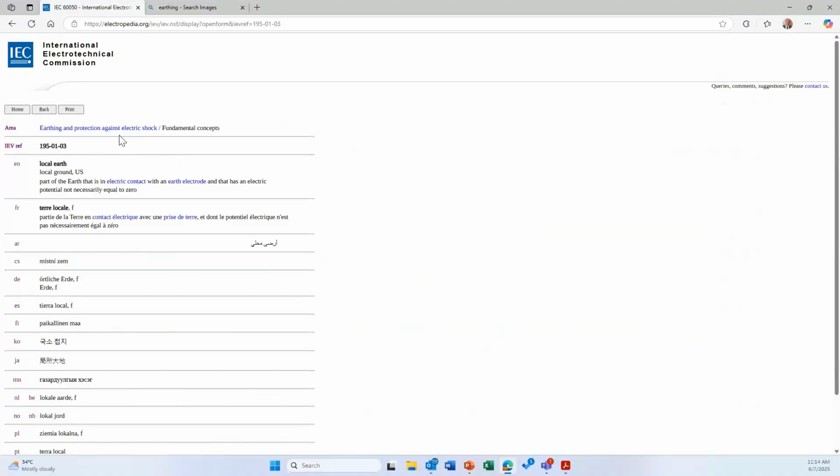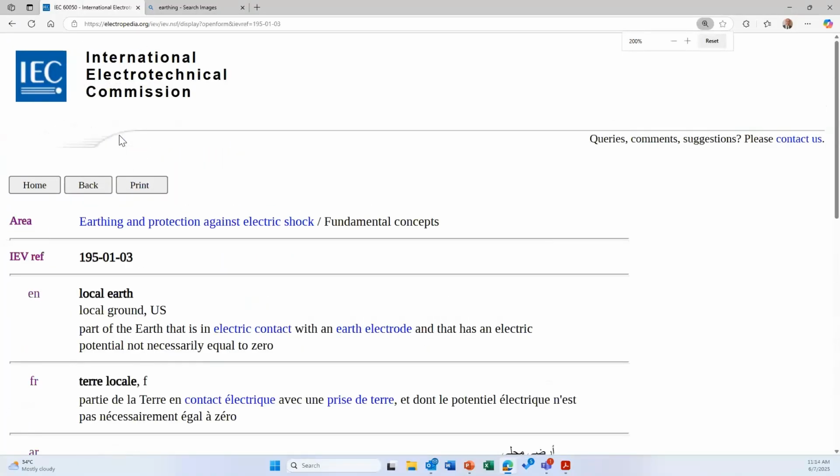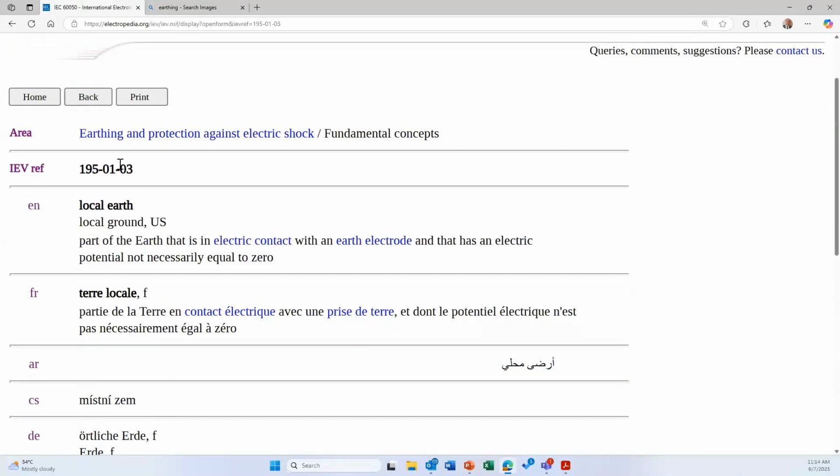What I am showing you is from the Electropedia. Electropedia is nothing but electrotechnical vocabulary. So all the terms and definitions nowadays globally are becoming uniform. In order to make it uniform, the global agencies, ISO and IEC, have made the Electropedia, the electrotechnical vocabulary. So most of the standards are going to, or have started using, the global definition.